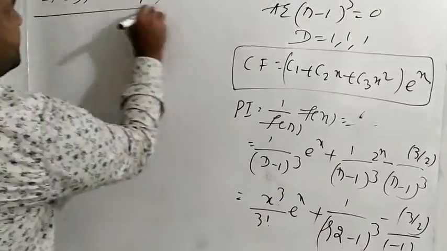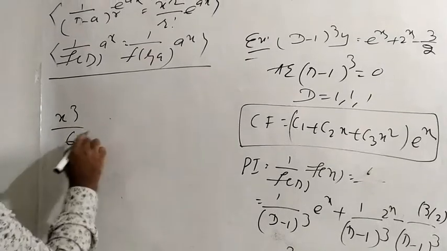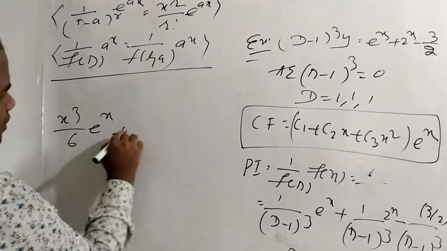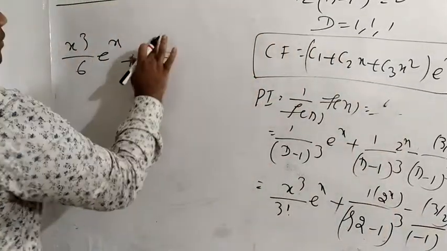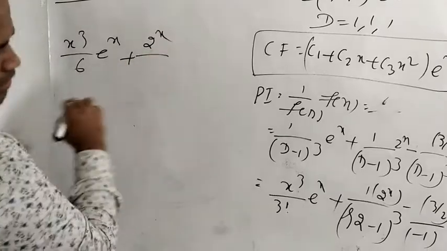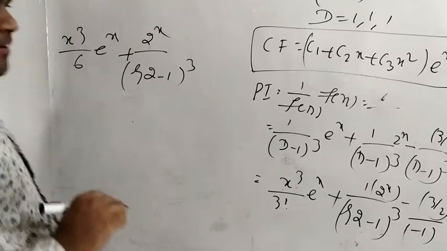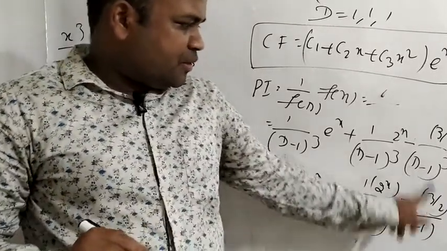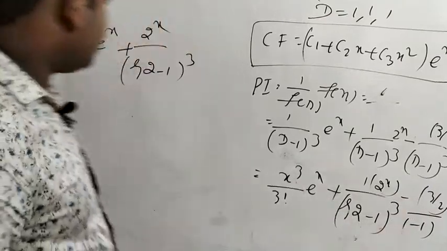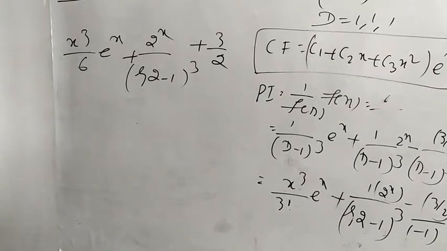So that is x cube upon 6 e raised to x, plus 1 upon, this is 2 raised to x, so 2 raised to x upon (log of 2 minus 1) whole cube. D will be replaced by log of 2, and for the constant you put D equal to 0. This is minus minus plus 3 by 2. So this is the required solution.